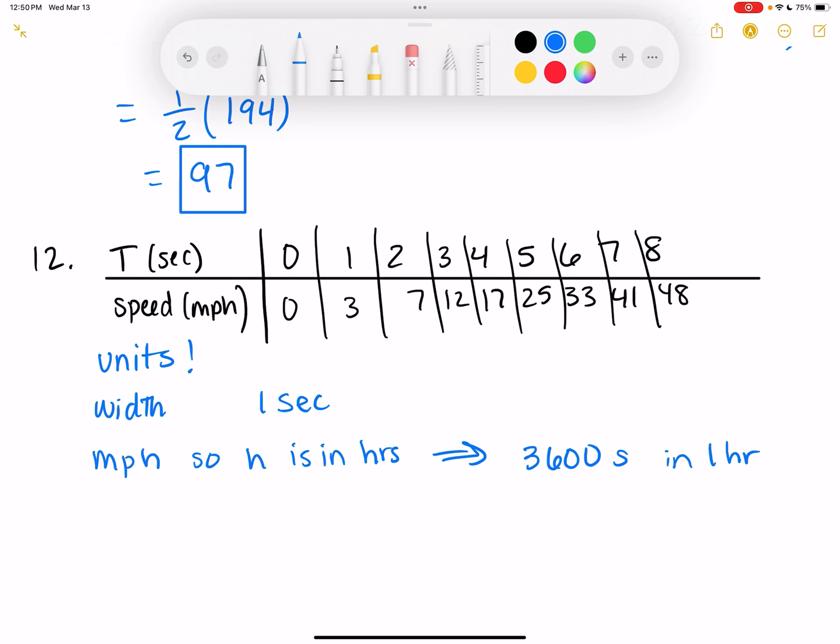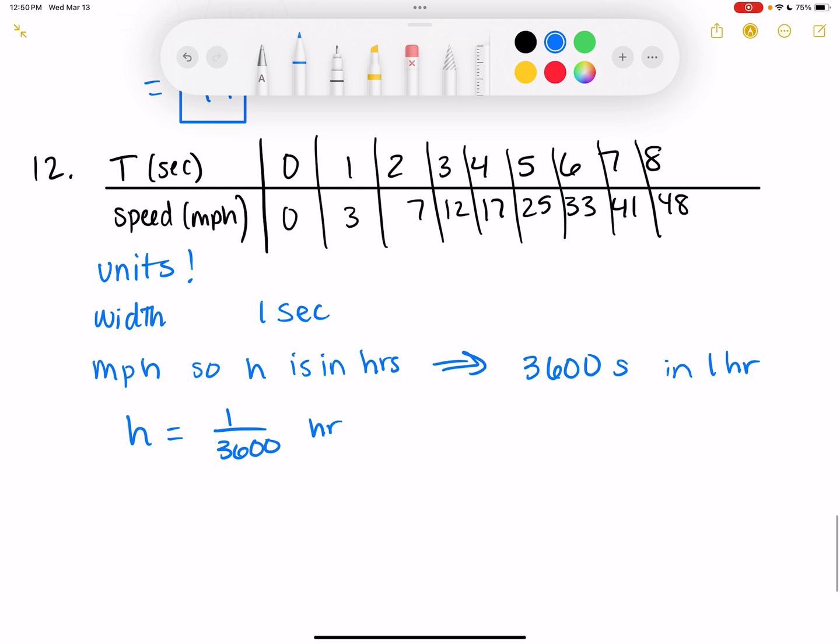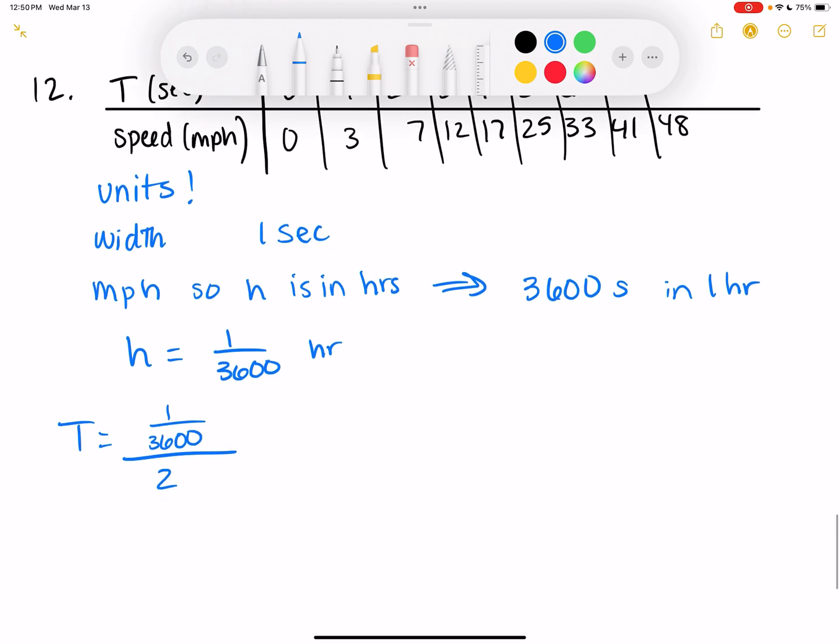All right, so h is going to be equal to 1 over 3,600 hours. So now I can use the trapezoidal rule with this information. So T is equal to 1 over 3600 over 2, which, before I write everything out, I'm going to rewrite as 1 over 7200, just so I don't have to write the whole long thing out a second time.